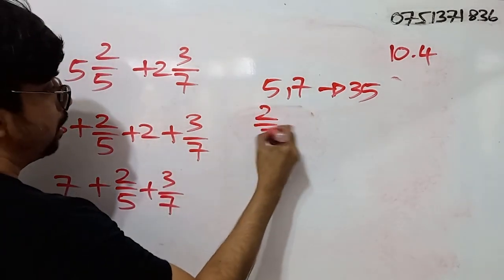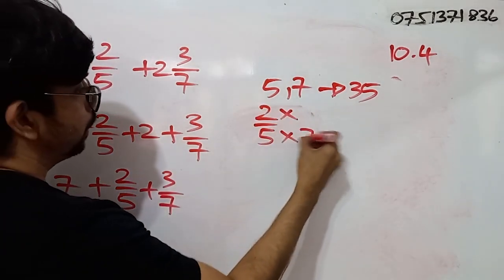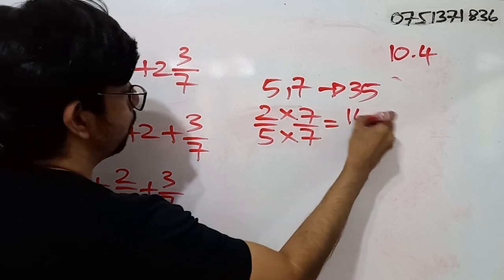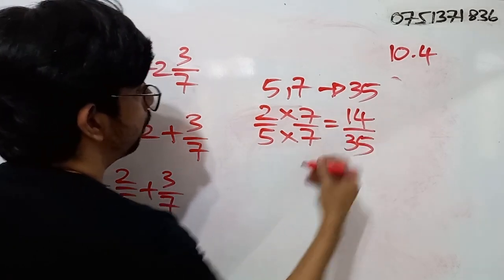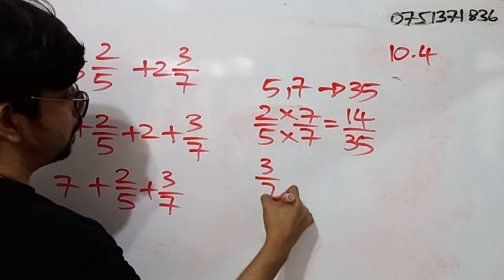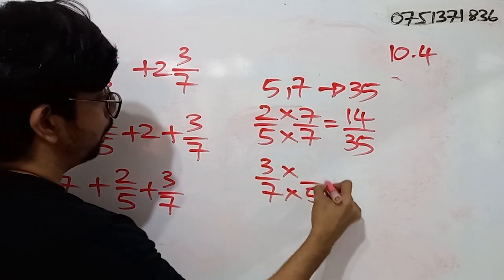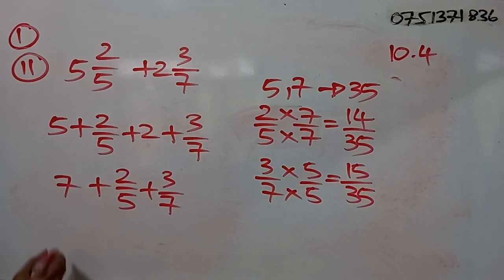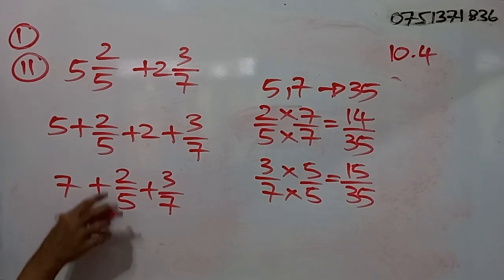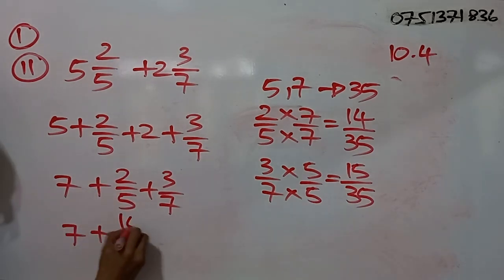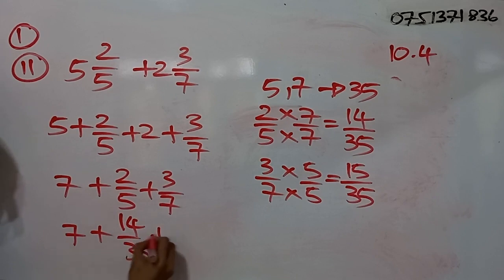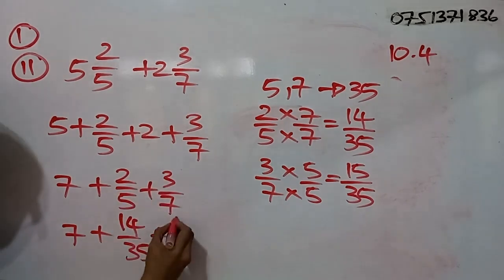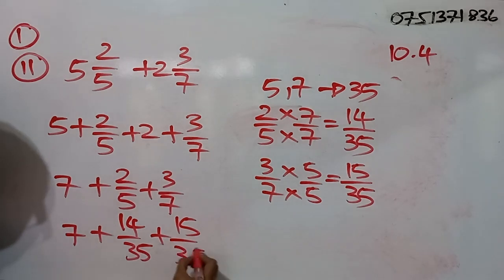Right, so 2 by 7, I'll multiply both denominator and numerator by 7. So it becomes what? 14 by 35. Then 3 by 7, I'll multiply both denominator and numerator by 5. So this becomes 15 by 35. Okay, so 7 plus, instead of 2 by 5, I can use 14 by 35. Plus, instead of 3 by 7, I can write 15 by 35.